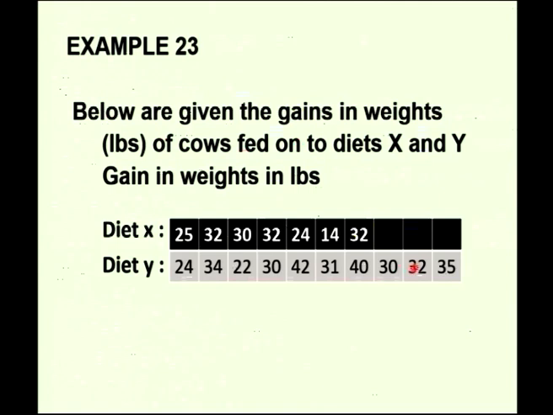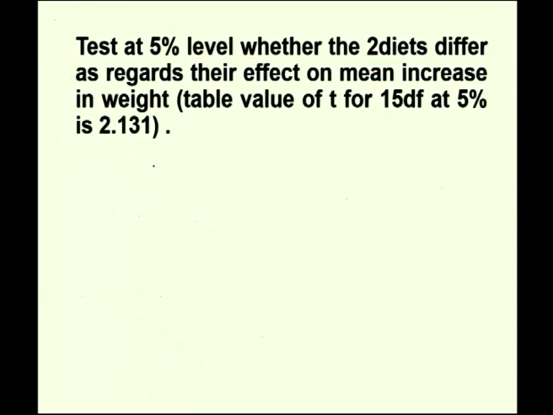Again, the basic identification is that you have to use the T test for difference of means, because two types of samples are given. One is a sample of cows fed with diet X and another is a sample of cows fed with diet Y. Then you are asked to verify whether the diets differ with respect to their effect on the cows. Since it is a difference of means, we have to use a student's T test for difference of means with respect to small samples. Now we shall start with step 1, the solution.